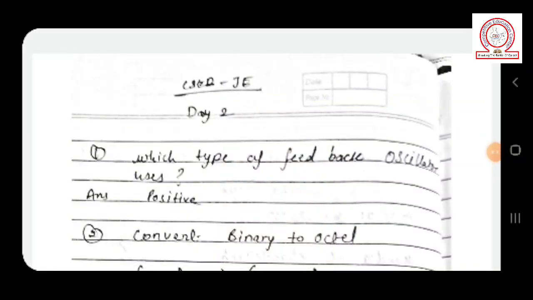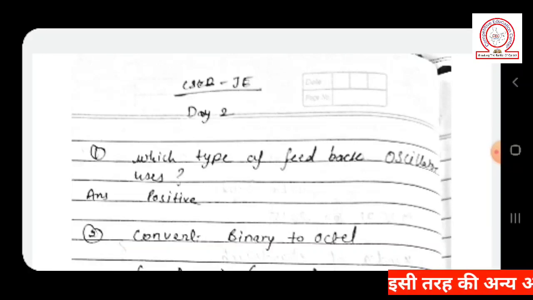Hello, good morning everyone. Today we are going to discuss the CSEB JE Day 2 question paper. Some of the questions we have got here, and I am going to discuss them with their answers. Hope this will be beneficial for the upcoming JE exams.